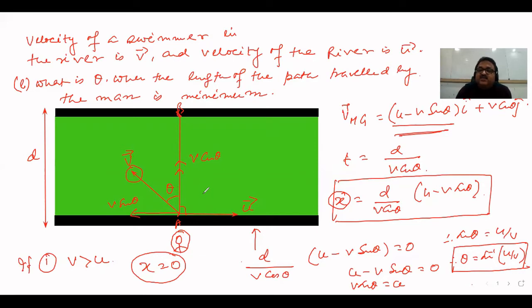Clear? But what will be the situation if U is greater than V? In that particular case, the man cannot reach exactly the opposite point. Clear? So let me show you what will be the case if U is greater than V. Okay? Now, if U is greater than V, then what will happen?